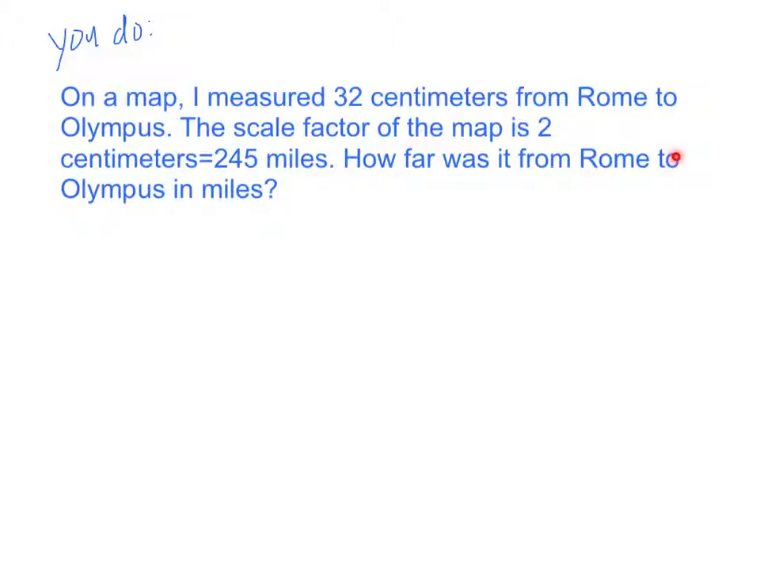All right, let's see what kind of a setup you have. So the first thing I'm going to do is I'm going to look at my scale factor. And my scale factor for the map is 2 centimeters equals 245 miles. So I will put 2 centimeters, and I put the labels there to make sure I keep things in the right places, equals 245 miles. All right, and then I carry those labels across and keep them on the same level that they were before. That says miles. Goodness, that looks terrible. Let's try that again. Miles.